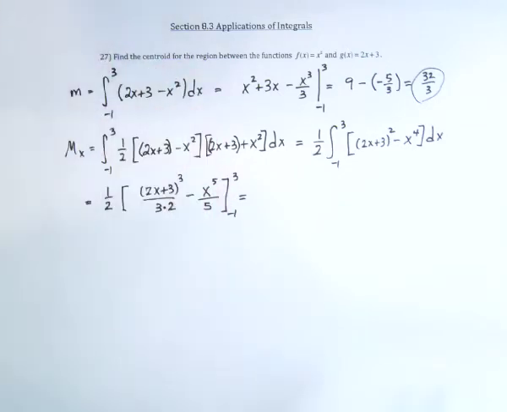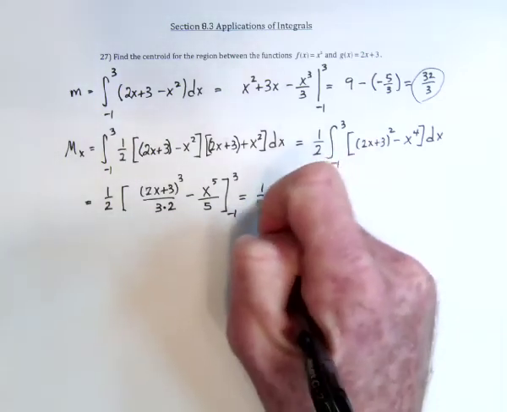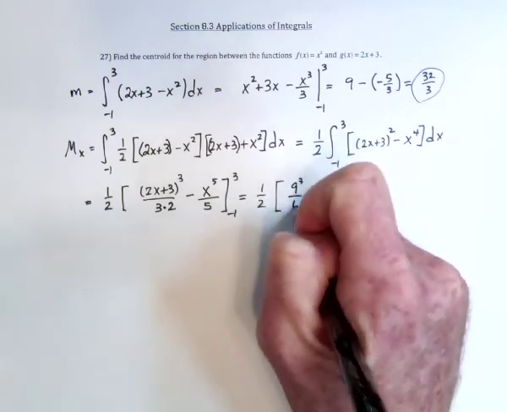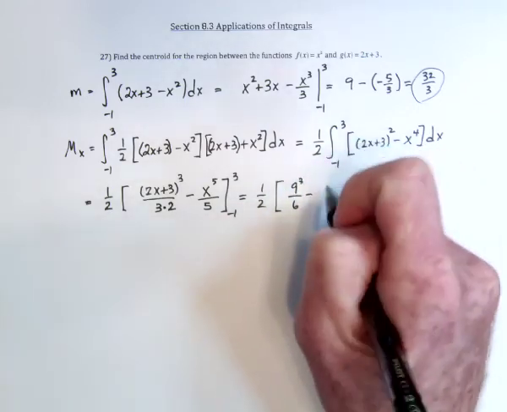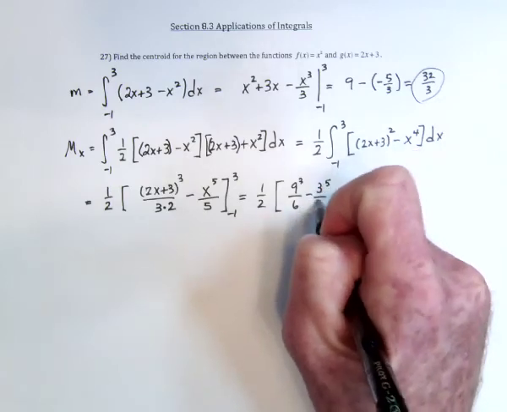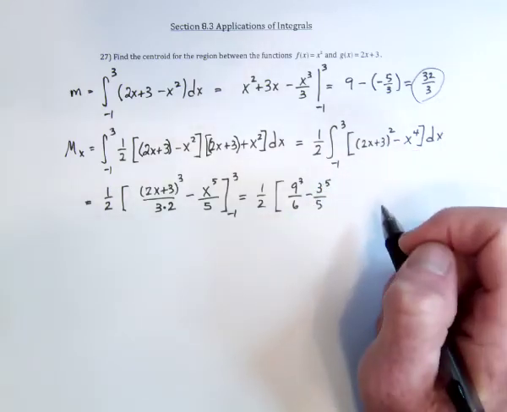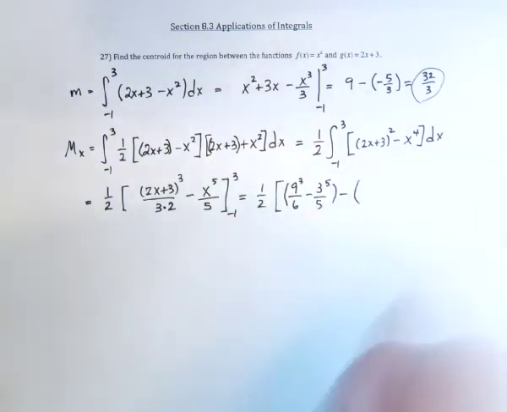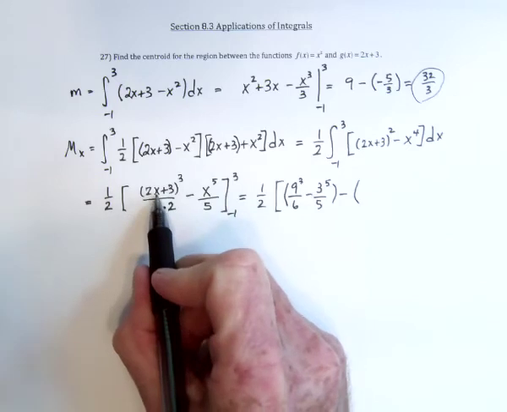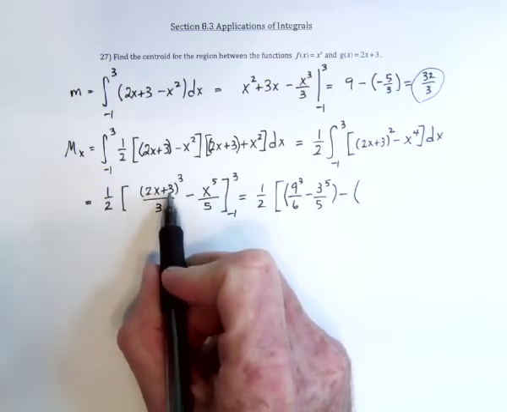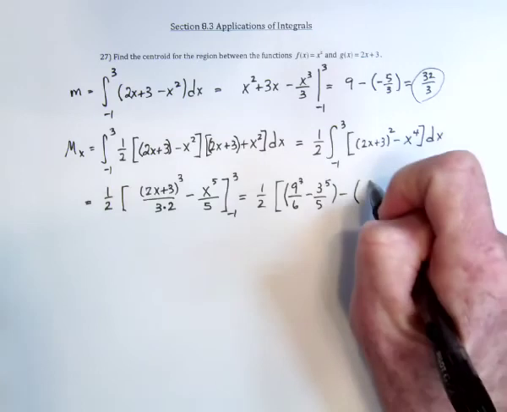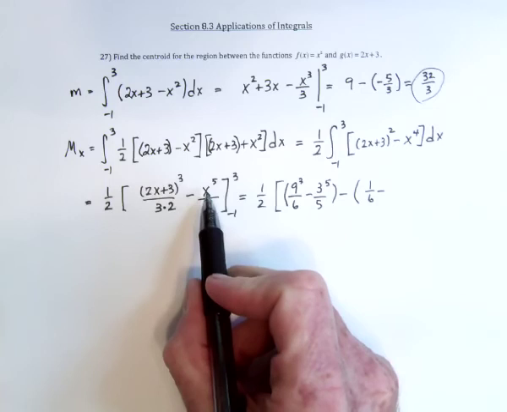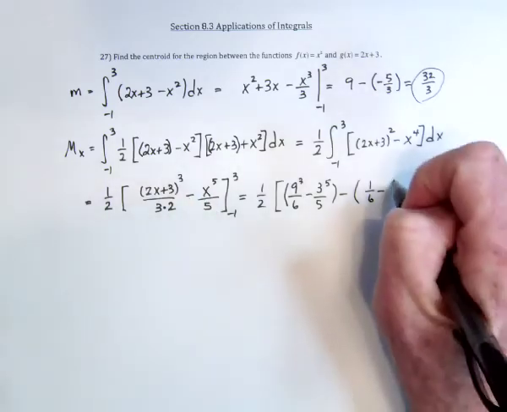Maybe I'll just wait on the calculator for a second. So I've got 9 cubed over 6, minus 3 to the 5th over 5. Okay, there's the first part. Minus, now substitute a negative 1 in there. A negative 1 is going to make this negative 2, to combine with the 3, which is just a 1. So we've got 1/6. And then minus a negative 1 in here, with the minus sign, is now going to be positive 1/5.